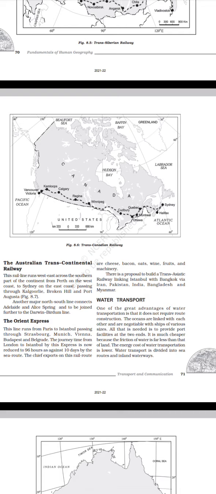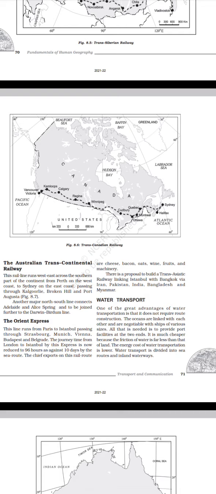Another major north-south line connects Adelaide and Alice Springs and is to be joined further to the Darwin-Birmingham line. The Orient Express. This line runs from Paris to Istanbul, passing through Strasbourg, Munich, Vienna, Budapest, and Belgrade.